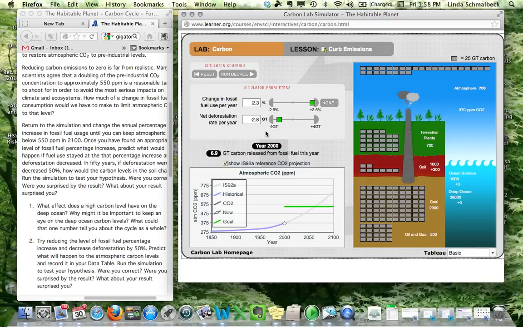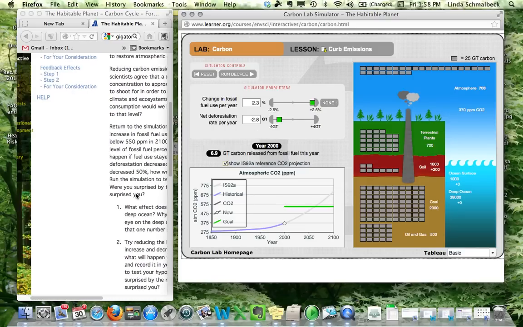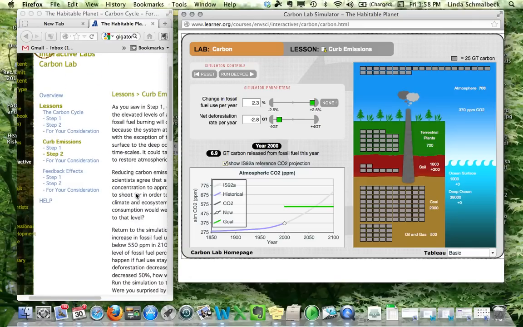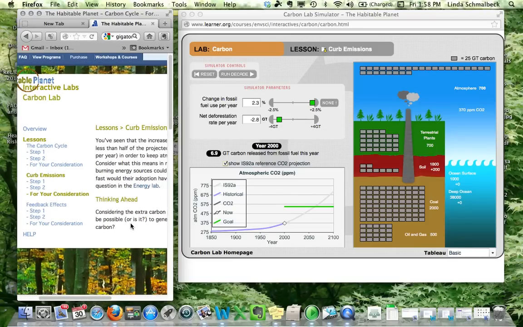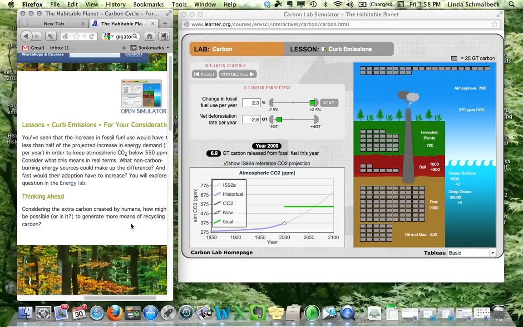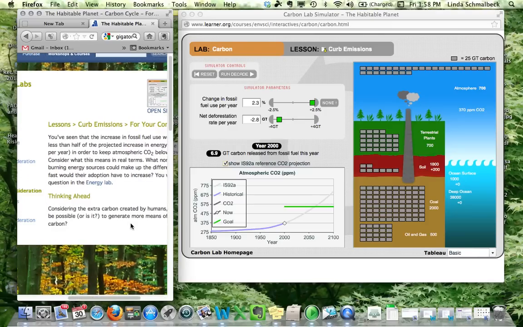The only other thing that I would point out to you is how helpful in understanding what you've just done this For Your Consideration section is. So please do go take a look at the For Your Consideration section and think about the questions that they ask. Make sure you understand the purpose of each section of the lab.